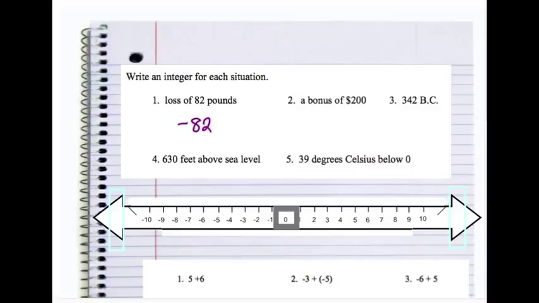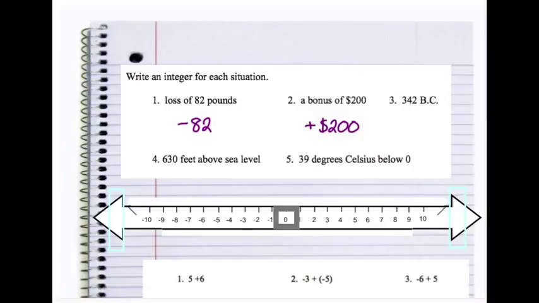A bonus of $200 is an additional sum of money that you're getting, so it's a positive $200. Again, when we write positive numbers, we don't always include a positive sign because we assume any number that's unsigned is positive, but just for this particular exercise, we're going to use our signs.